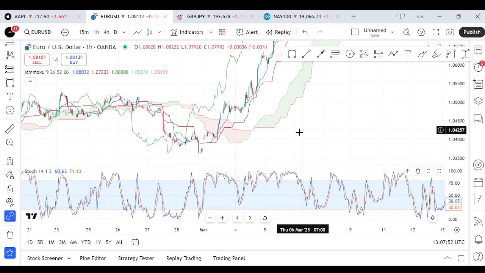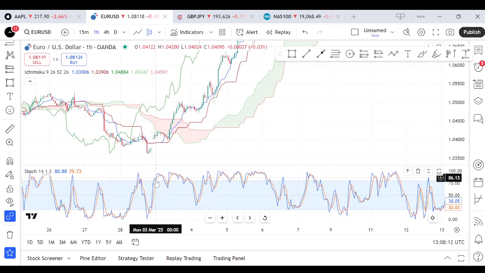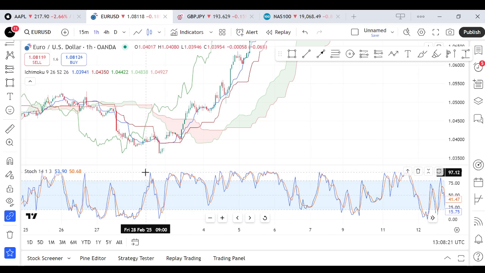And the stochastic oscillator measures momentum and identifies overbought or oversold conditions. Readings above 80 suggest overbought conditions, while readings below 20 indicate oversold levels. Crossovers between the %K and %D lines in these zones often signal potential reversals. Now, these lines are the blue line and the orange line. The %K line is the blue line and the %D line is the orange line. So crossovers between these two lines indicate potential market reversals.